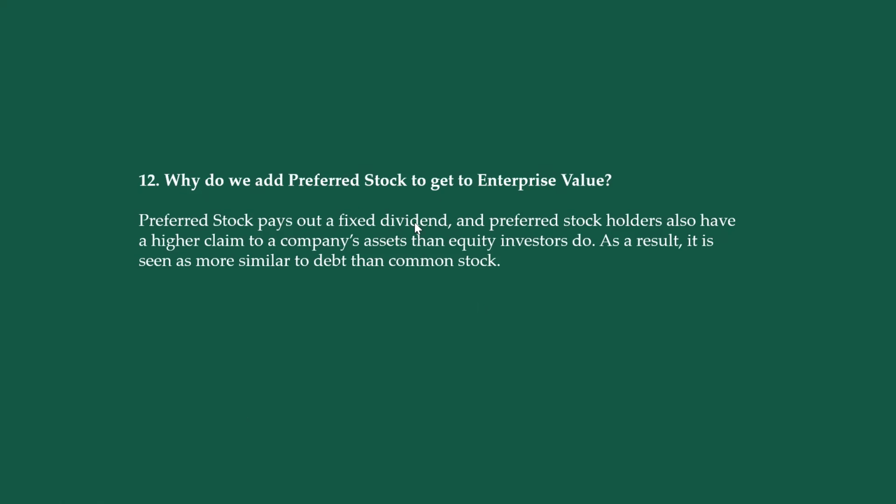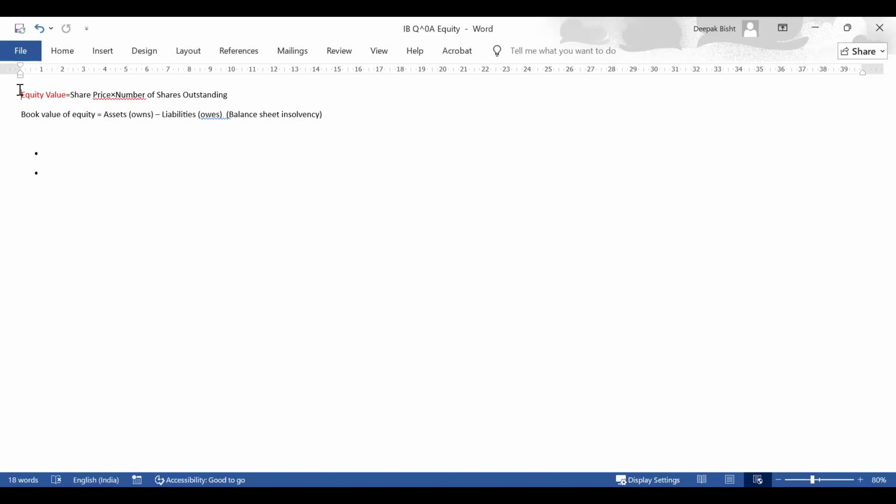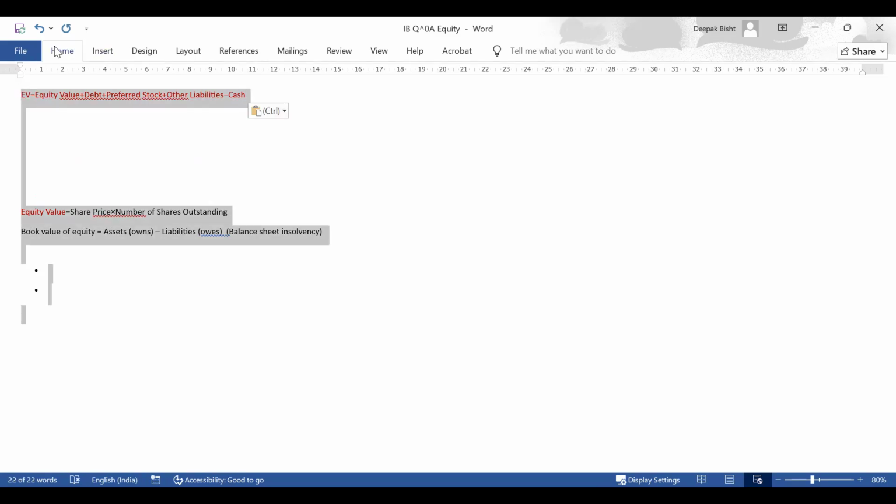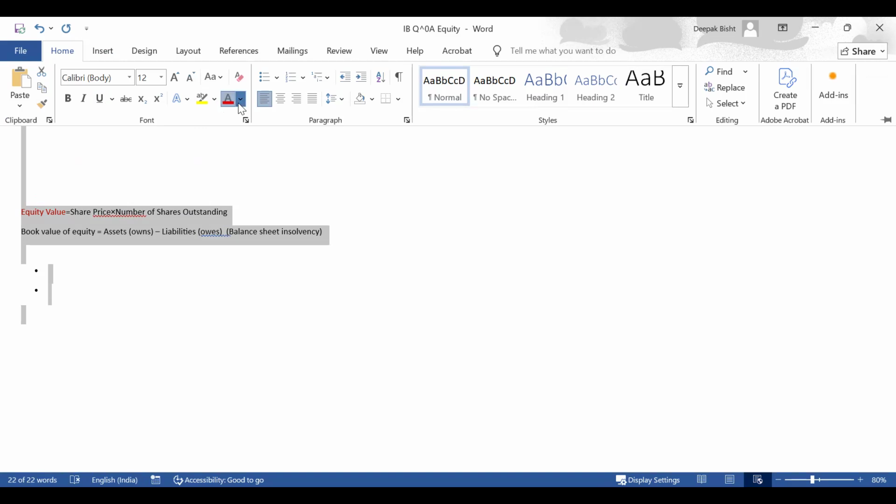But the question was asking, why do we add the preferred stock to enterprise value? So when we are calculating, let me share my whiteboard one more time. Just give me a moment. Let me just fill in the colors first.